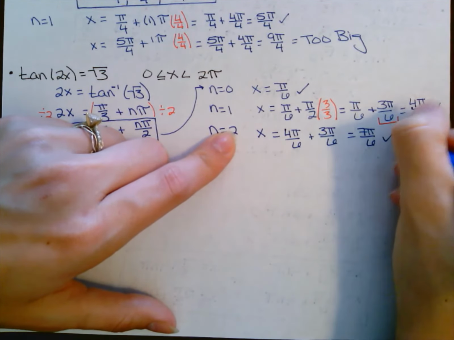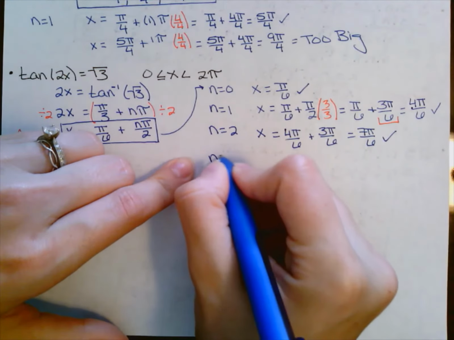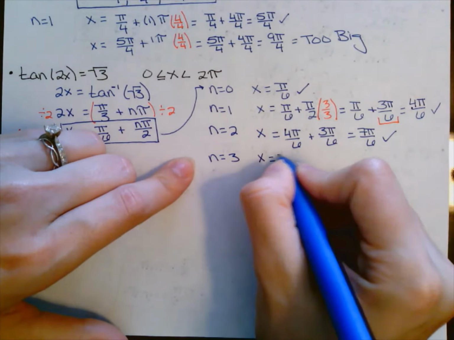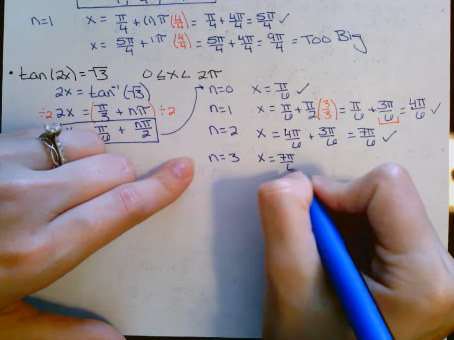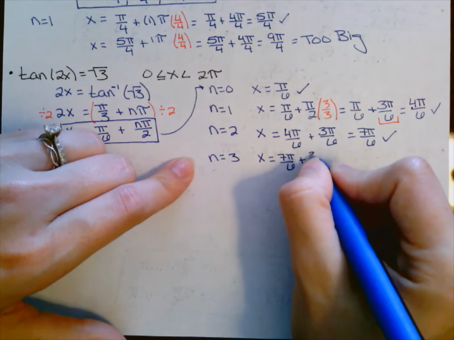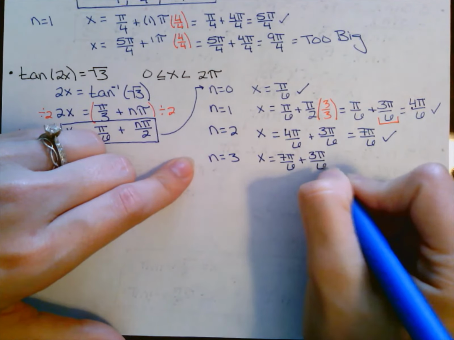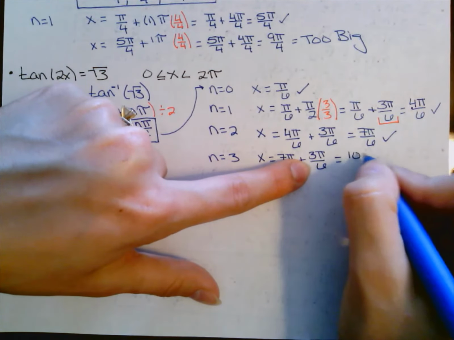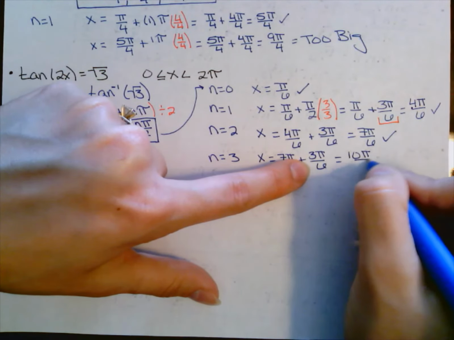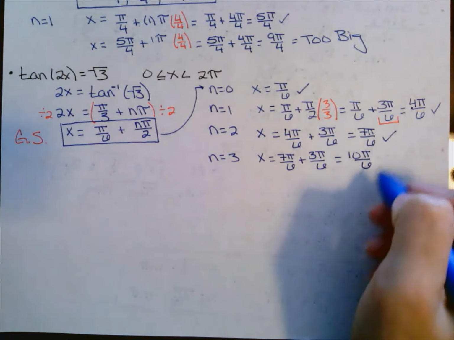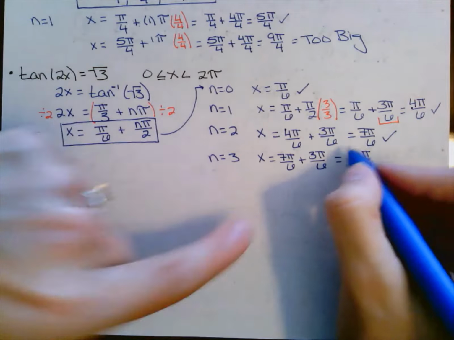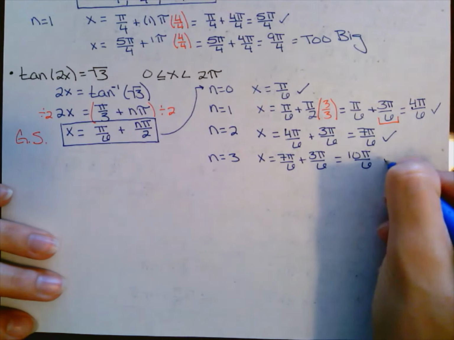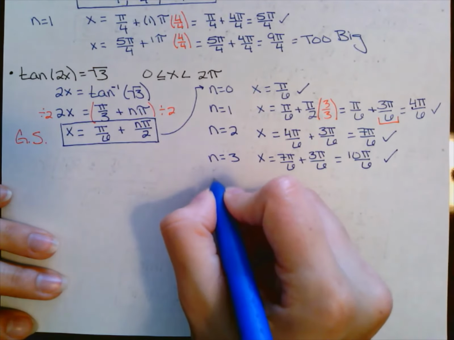Not at 12 yet, so this is good. Let's add for a third time. I'm going to get my previous answer and add another 3 pi over 6: 7, 8, 9, 10. I have 10 pi over 6. And again, don't reduce, so that you can keep adding with a common denominator and quickly see when I surpass. So this is good. My numerator is still smaller than 12.